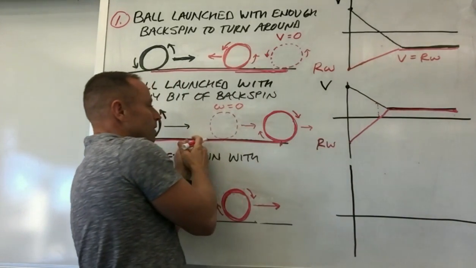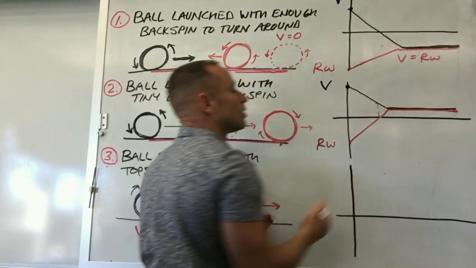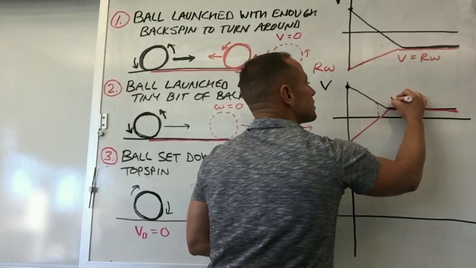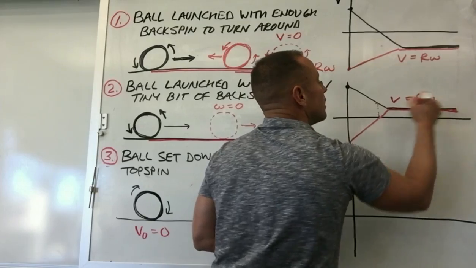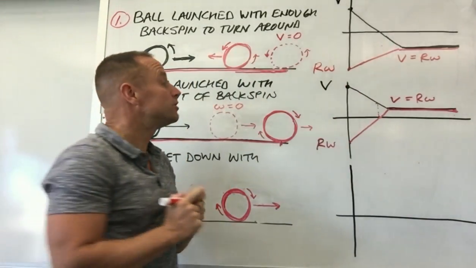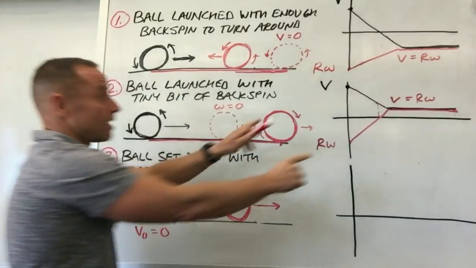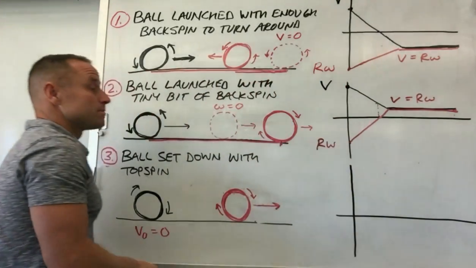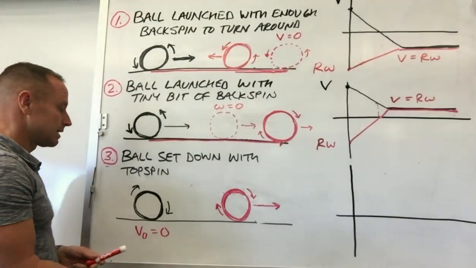So it's skidding throughout the entire process until the actual rolling starts. And again, that's at this magic point when V equals R omega, both in magnitude and in sign. V and R omega have the same sign once the rolling sets in.